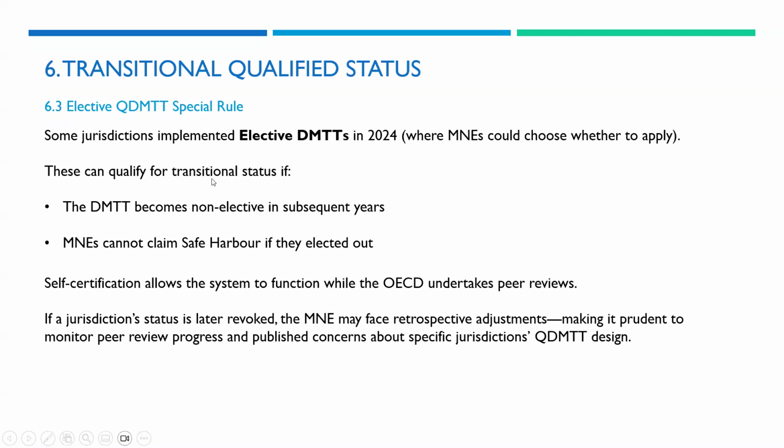So these can qualify for transitional status if DMTT becomes non-elective in subsequent years and MNEs cannot claim safe harbor if they elect. Self-certification allows the system to function while OECD takes peer review. So if you self-certify that you are qualified, that's fine. OECD takes peer review, but you should definitely become a QDMTT in the later years, and you should mention that if you don't take this option, your safe harbor will be gone. If a jurisdiction's status is later revoked, the MNE may face retrospective adjustments, making it prudent to monitor peer review progress and published concerns about specific jurisdictions' QDMTT design.